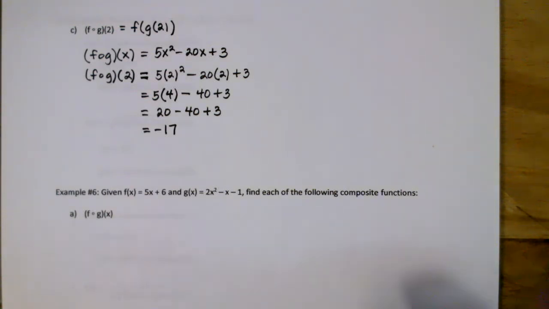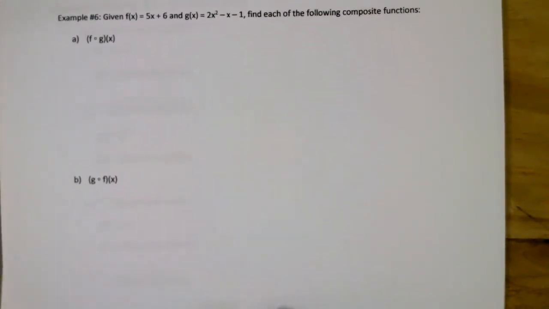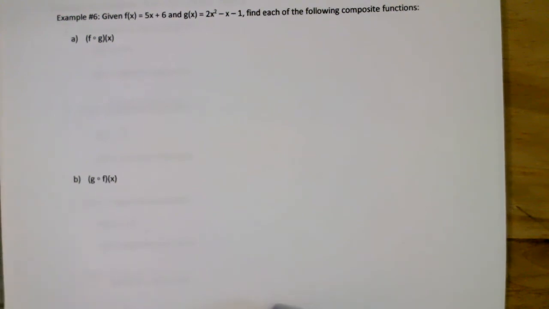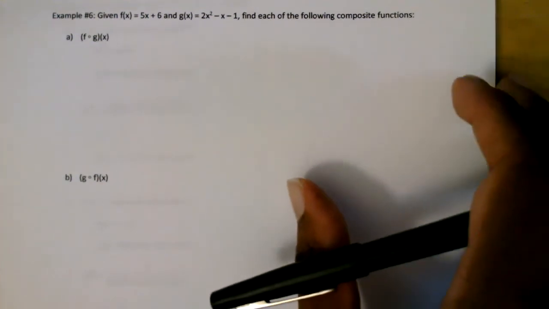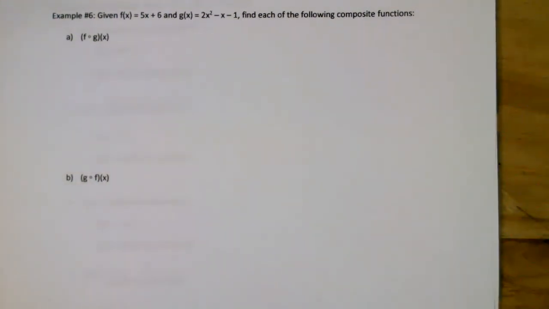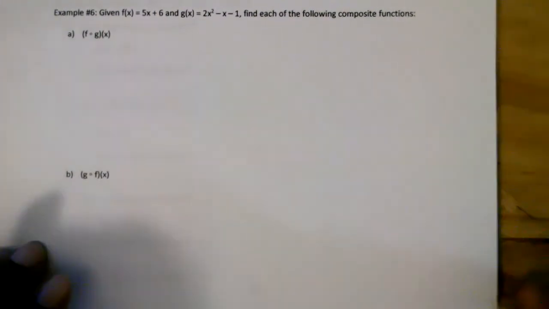All right, let's look at another example of this. This one has f of x equal to 5x plus 6, and g of x equals 2x squared minus x minus 1. And we're going to find each of the following composite functions here. That is, the composition of f with g of x and the composition of g with f of x. And at the bottom is the composition of f with g of 0.